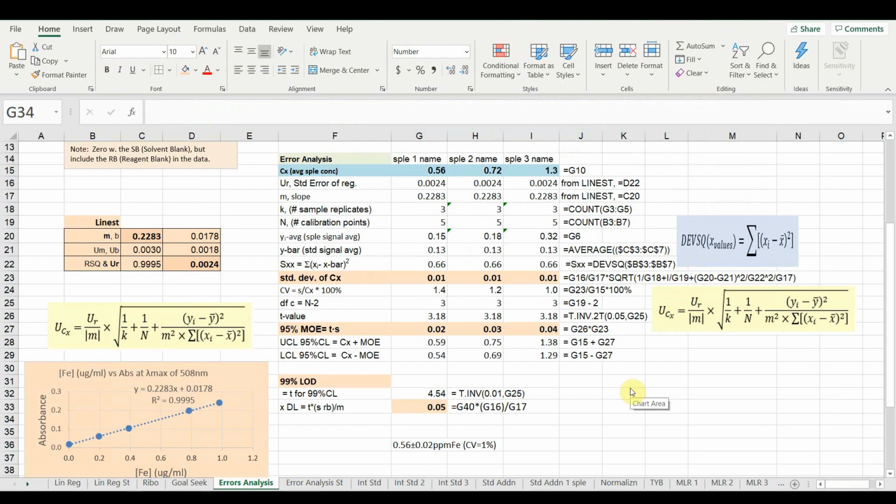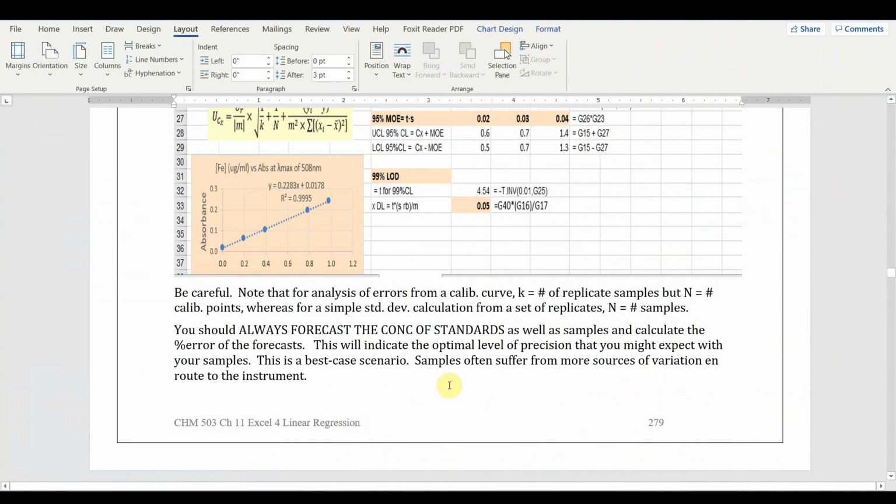Just before we leave this, there are a few more points I want to stress regarding the calculation of the standard deviation of a concentration forecasted. So to do that, we're going to go back to our course notes. Page 279. Be careful that for the analysis of errors from the calibration curve, K is the number of replicates of samples, but N is the number of calibration points. This is not the way we normally use the term N.